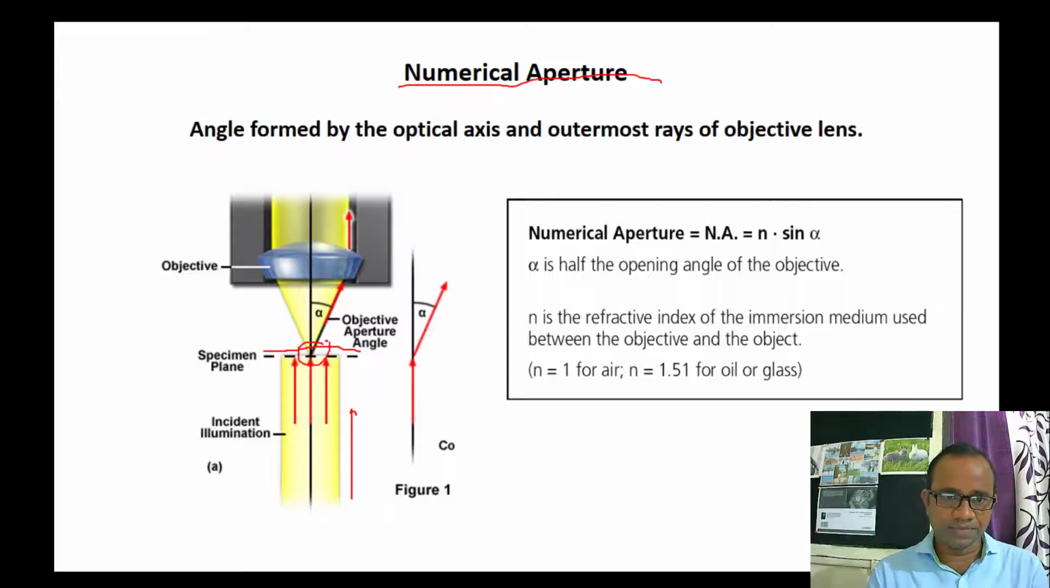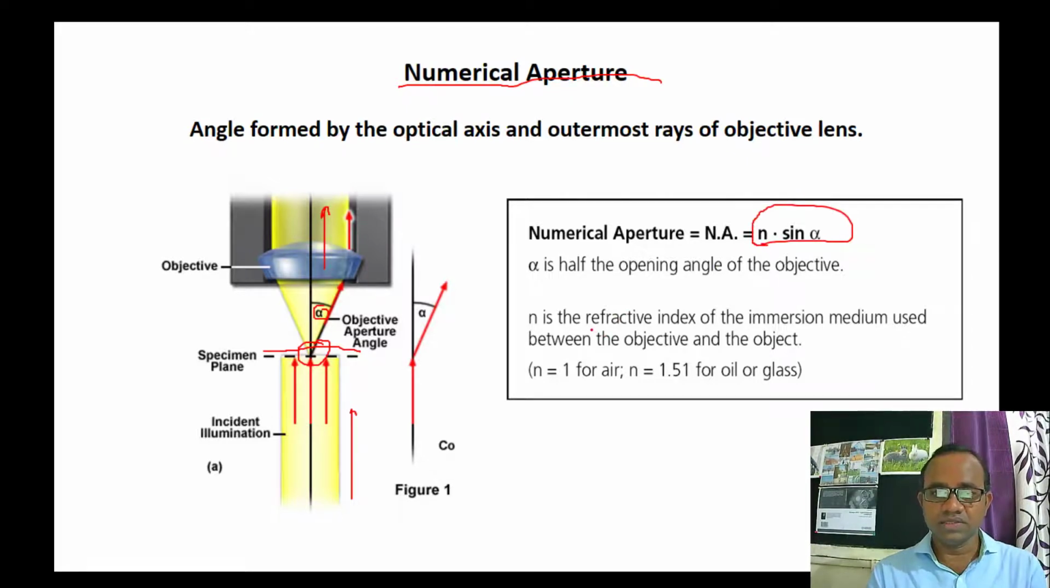Object will be here. Now this light will make a particular angle, that is called alpha, which enters into the objective lens, right? So this angle is actually called the numerical aperture. So numerical aperture is what? It is n into sine alpha.